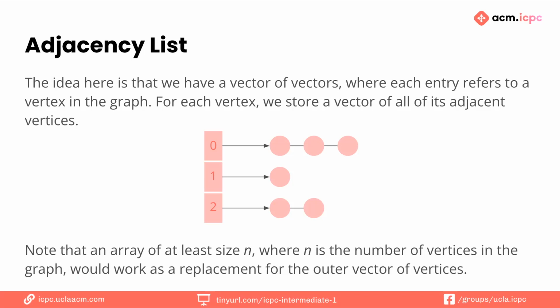If you have an array of size n, that does the same thing as using a vector for the outermost one. But using a vector inside those array indexes is important because it lets you just push back elements as you discover that they're adjacent, either as input or through your problem creation.